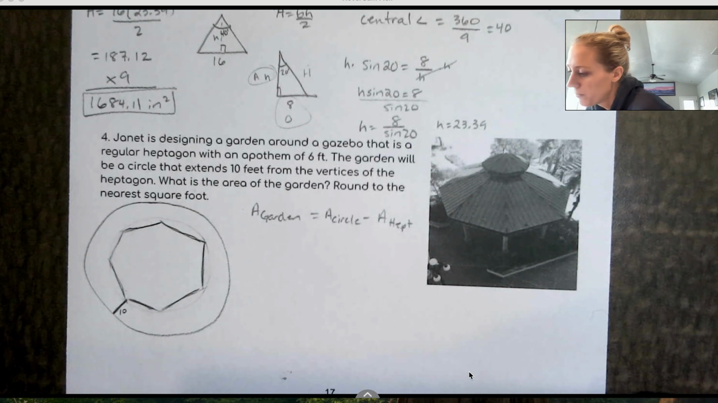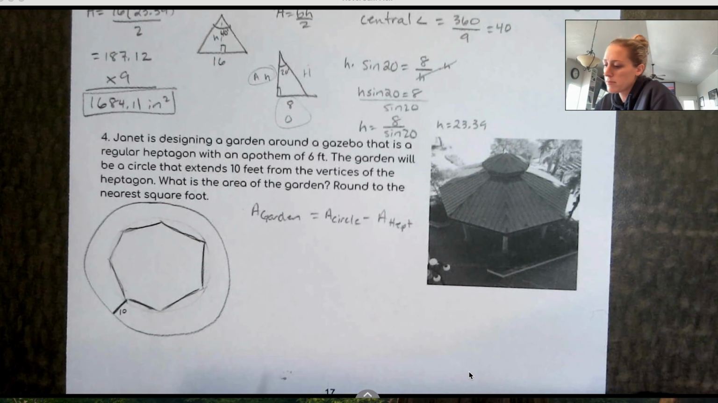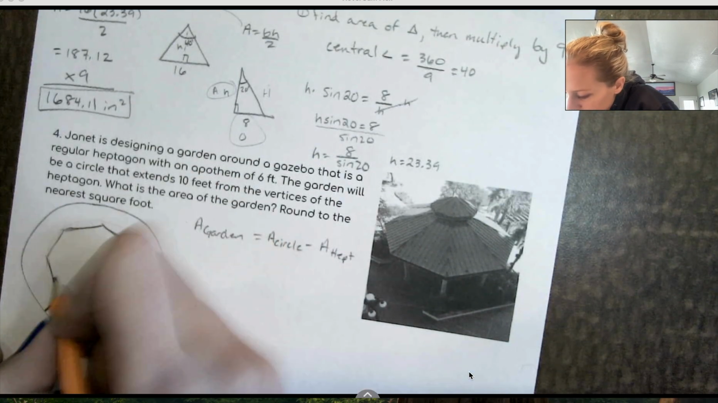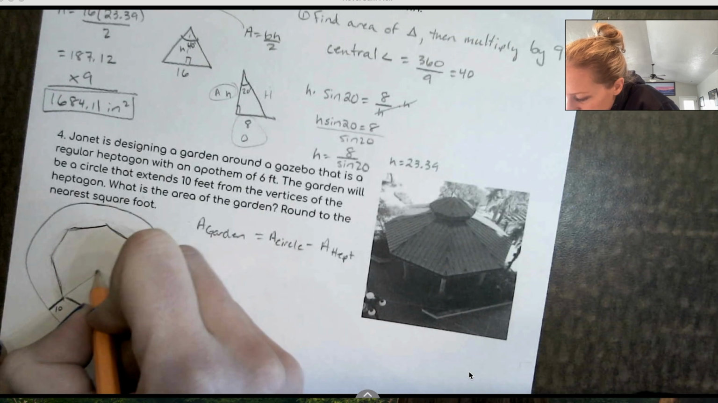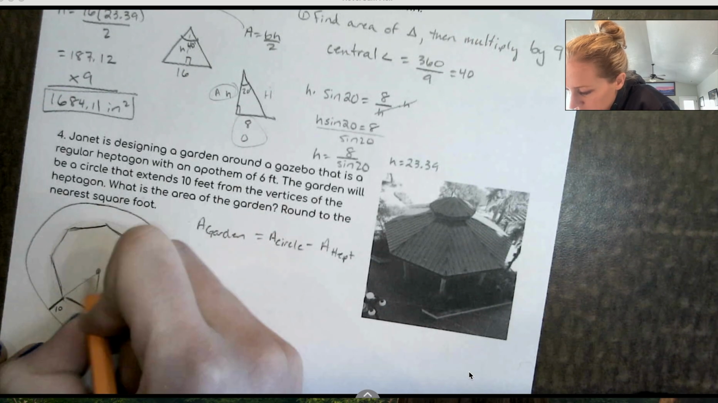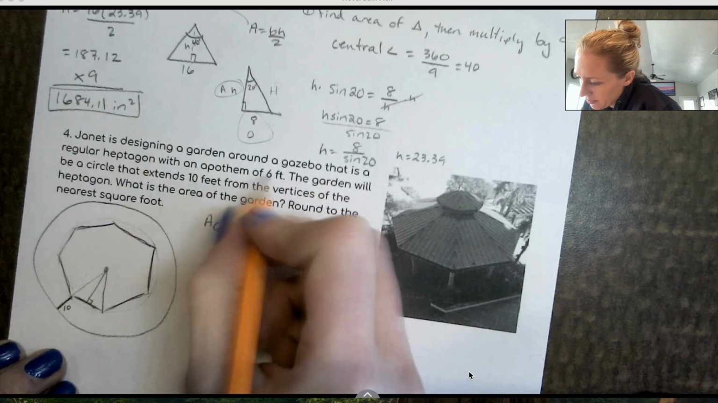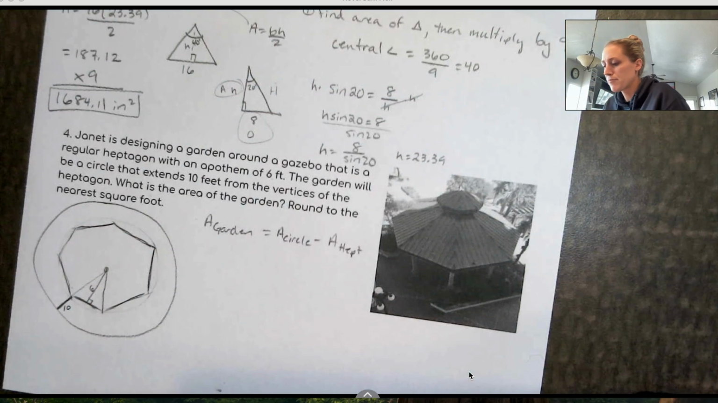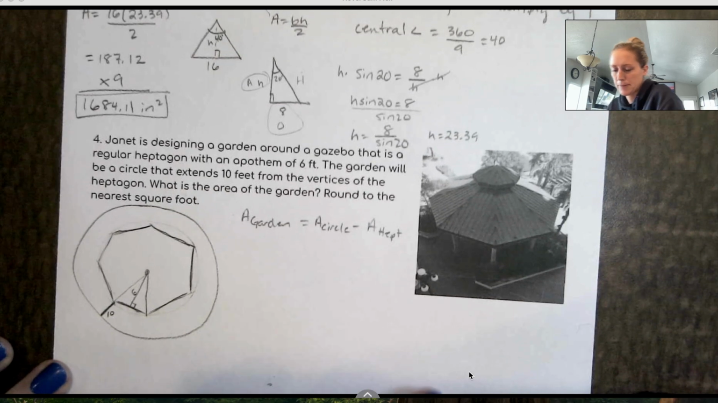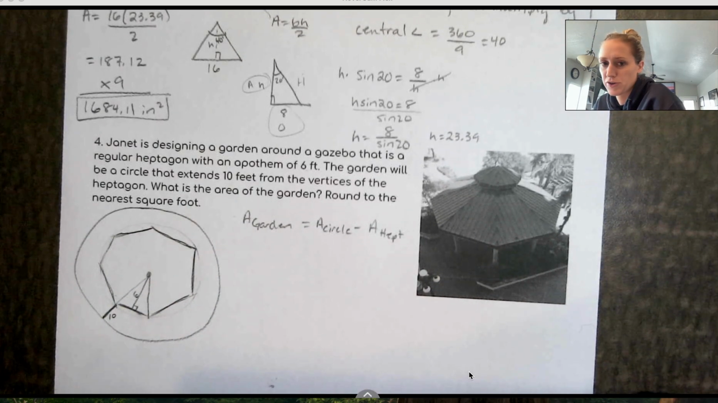Okay, and we're told that this heptagon has an apothem of 6 feet. So remember, the apothem is the distance from the center to the midpoint of one of the sides. So that's the apothem, that is 6. Basically I'm going to go a step at a time. I'm going to find the area of the circle and the area of the heptagon and then subtract. Okay, I'm actually going to start with the heptagon.